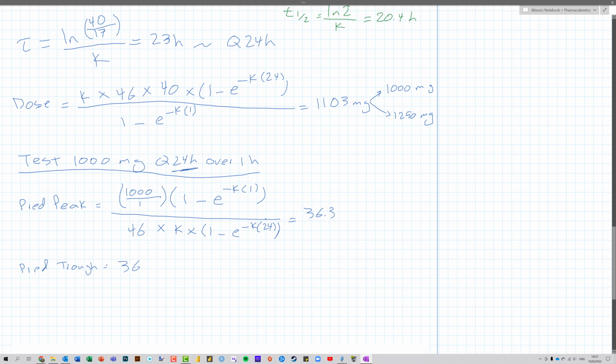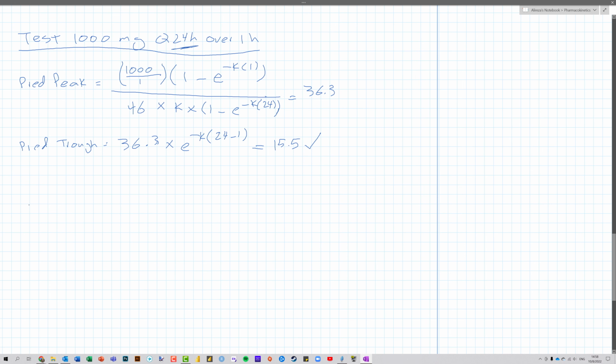So predicted trough would be your predicted peak times e to the negative k times your tau minus time of infusion. So 24 minus 1. And when you plug this in, it will give you a trough of 15.5. And we wanted the trough to be 15 to 20, so this is good, right? So we can go ahead and recommend. But actually, before we recommend, while this gives you the right trough, you want to make sure that you're getting the right AUC as well.